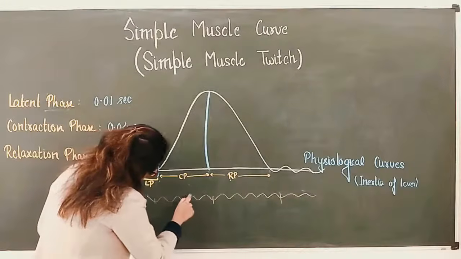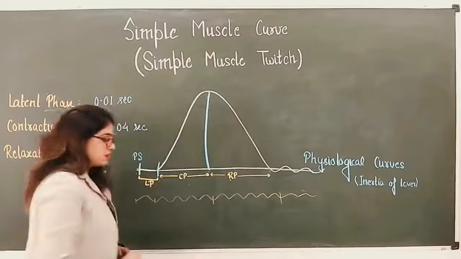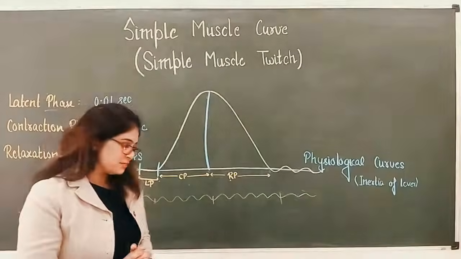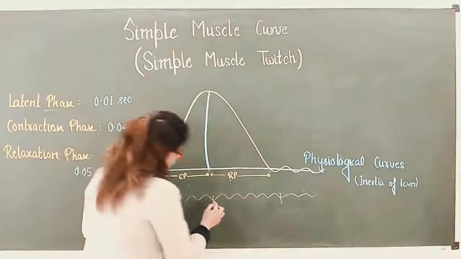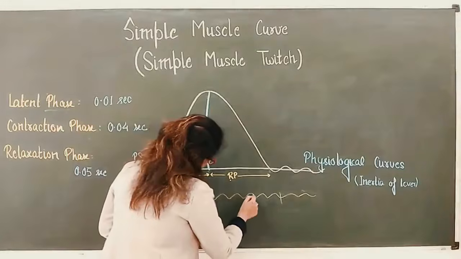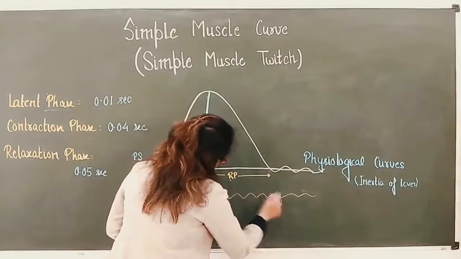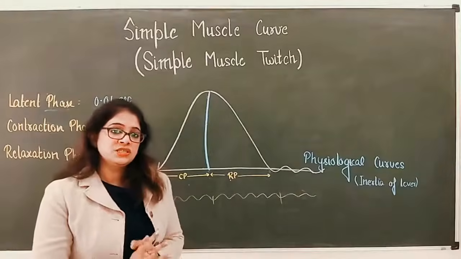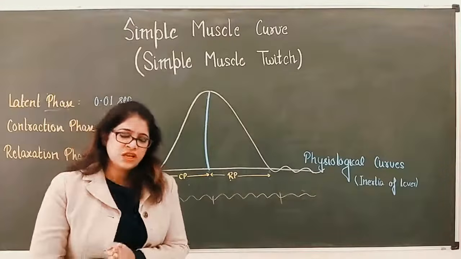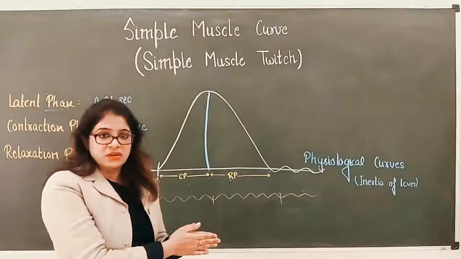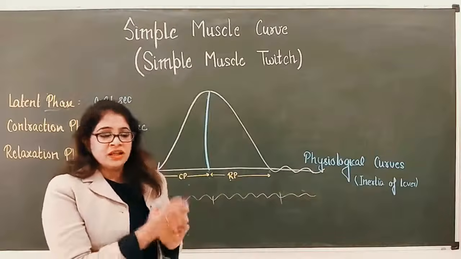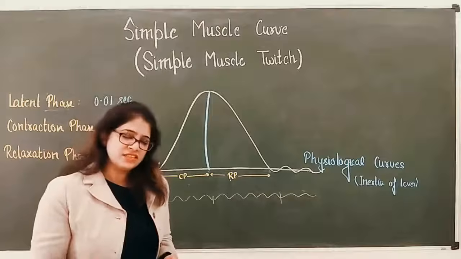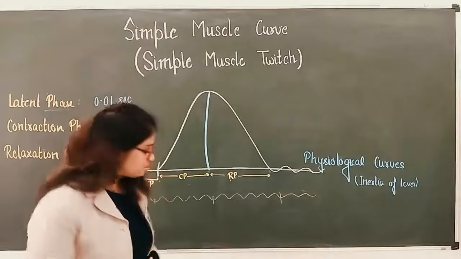1, 2, 3, 4. 4 curves are complete. So duration of contraction phase is 0.04 seconds. Duration of relaxation phase: 1, 2, 3, 4, 5. So about 5 curves are completed. So duration is 0.05 seconds. So this may vary in your graphs. Okay, this may vary a little bit, like duration of the relaxation phase may be 0.055 seconds. So this may vary a little bit.